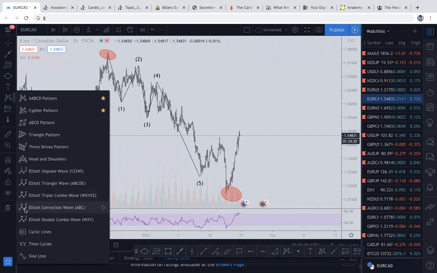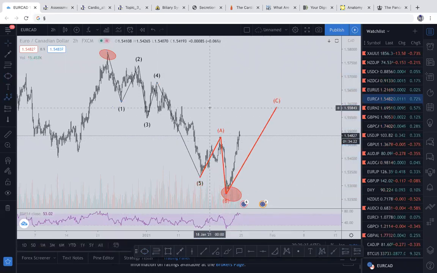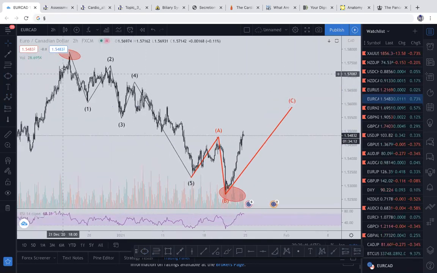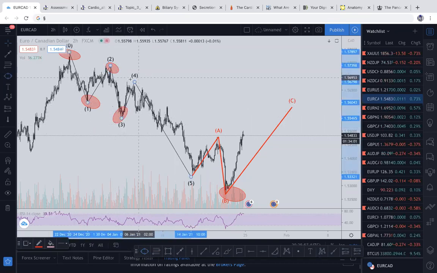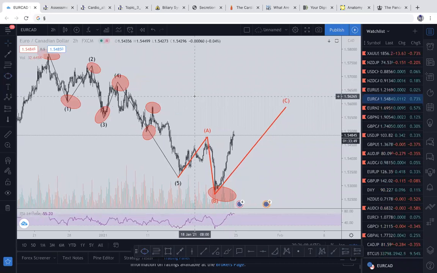After 5, we have a corrective wave, an ABC corrective wave, which is A, B, and C. We don't know where C is going to end, but we can determine C based on the structural points that we have. So we know that this area was a clear area. This area right here was a clear area. That was another clear area, and another, and this area, and this area too. All those clear areas.